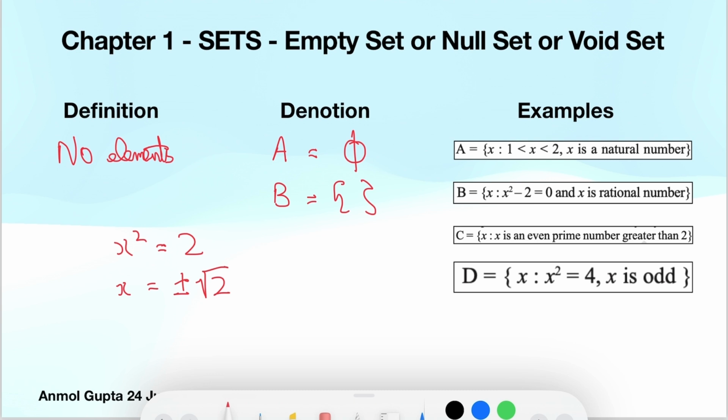C equals x such that x is an even prime number greater than 2. Again we can see that C is an empty set because 2 is the only even prime number. D equals x such that x square is equal to 4, x is odd. If we solve this equation, x square is equal to 4, we get x is equal to plus minus 2, and both are even. So D is a null set.